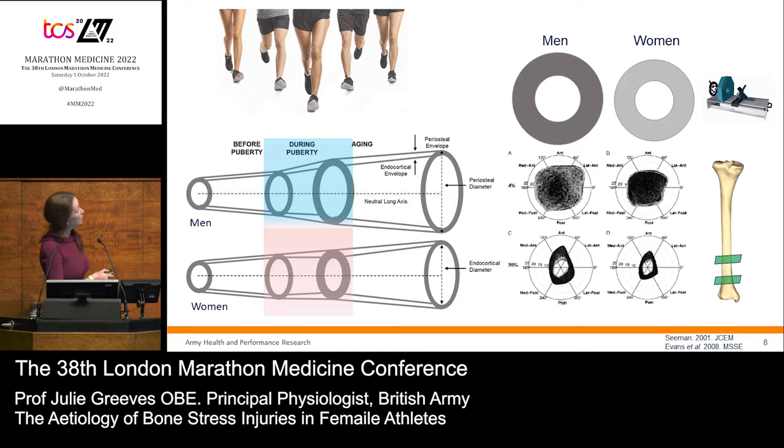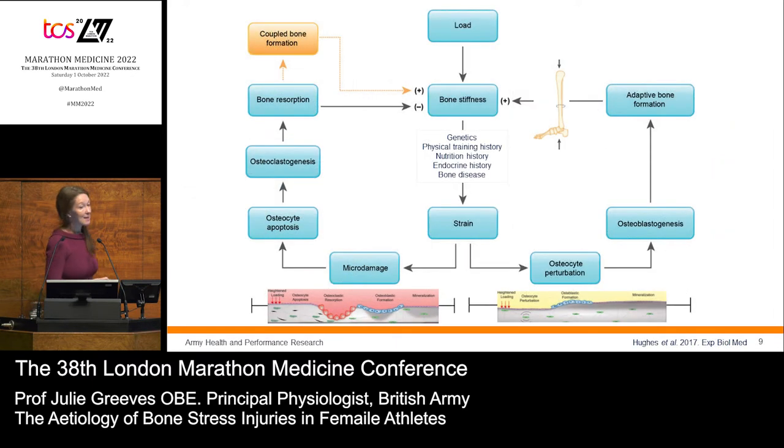And that's because during puberty, and these are the men here and the women here, androgens have an effect on the periosteal surface to increase the cross-sectional area. In women, the cross-sectional area doesn't really change during puberty, and estrogen has preferential and targeted effects more on the endocortical bone and reduces the endocortical size. There's an evolutionary perspective on this, which is to preserve the calcium stores for pregnancy. But it does have a negative impact when it comes to weight-bearing exercise.